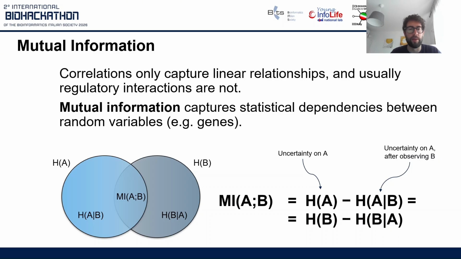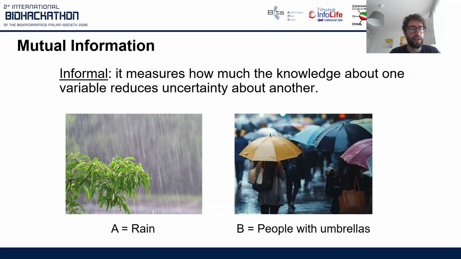But let's look at an example just to understand better, because this formula is not really explainable in a sense. But we can informally try to understand it from this example. Imagine you have these two variables. One is rain and the other one is people with umbrellas. And imagine you are inside a dark room with all the windows and the doors closed, and you cannot look outside. And you're wondering how many people are there outside hanging with their umbrellas.